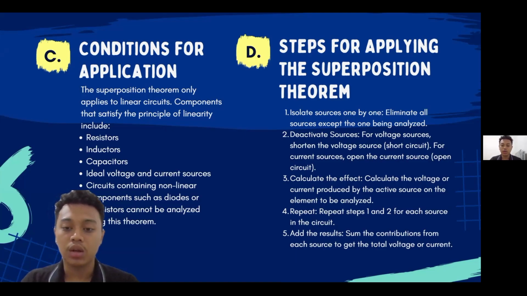Number 3, calculate the effect. Calculate the voltage or current produced by the active source on the element to be analyzed. Number 4, repeat. Repeat steps 1 to 3 for each source in the circuit. Number 5, add the results. Sum the contribution from each source to get the total voltage or current.